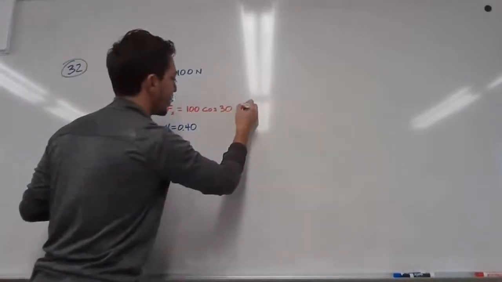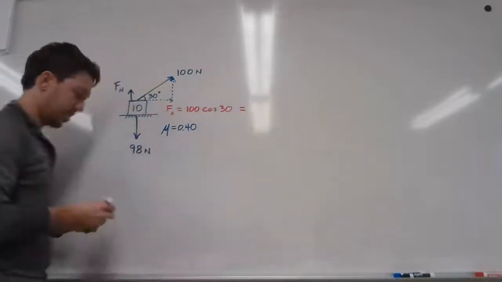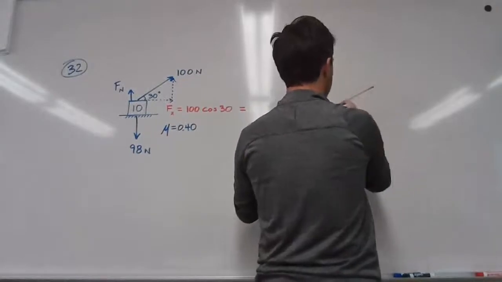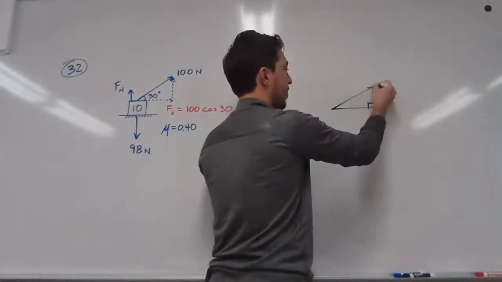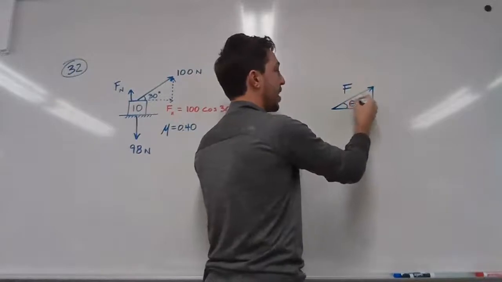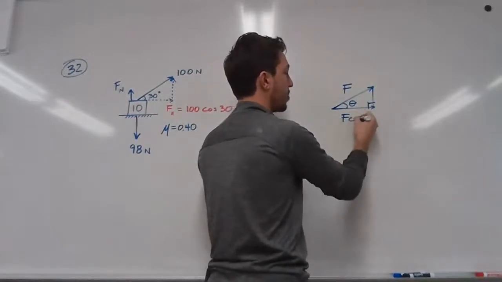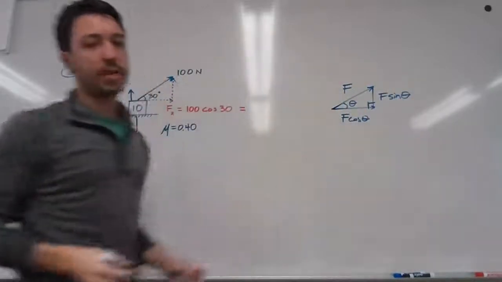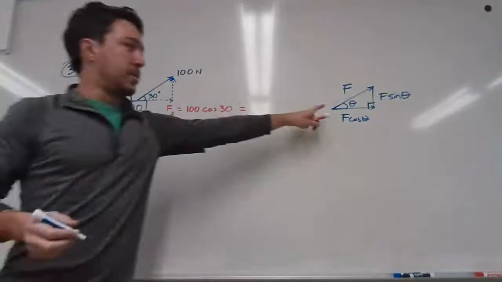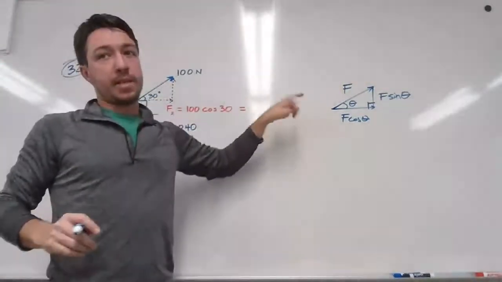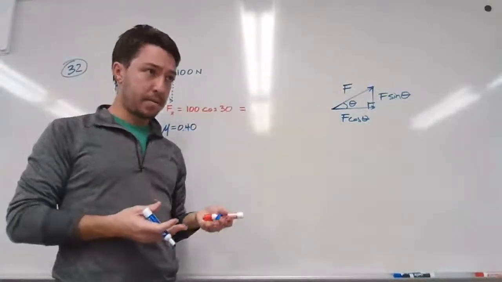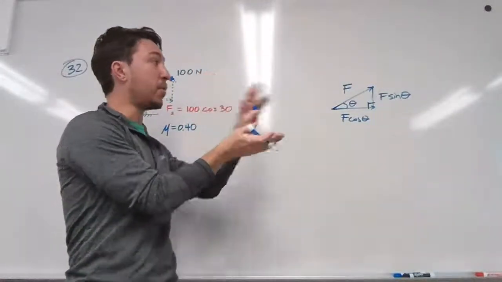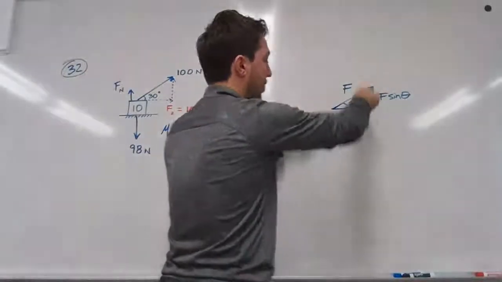Guys, don't forget the basics. The basics is this: if the vector is some force F and this is theta, the horizontal component would be F cosine of theta. This would be F sine of theta. So make sure you remember that. This is kind of the core idea of everything we're doing here: using some basic trig, you can break up any vector into two perpendicular components. Most of the time it's a horizontal and a vertical.